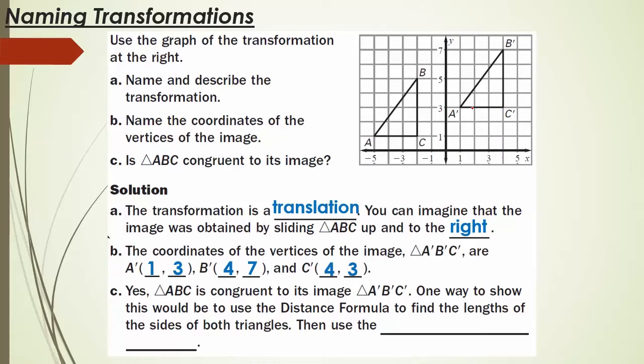C, is triangle ABC congruent to its image? If this was a translation, then it's an isometry, meaning that the size of the image and the pre-image are the same, but we can verify that. So let's just double check. Going from A to C, we notice that we have 1, 2, 3 units. So let's make sure that A prime to C prime has 3 units.